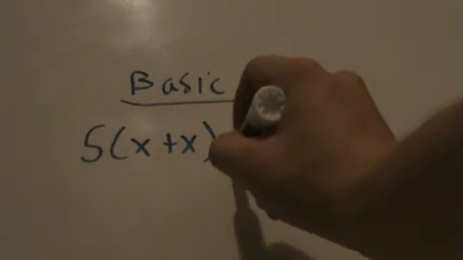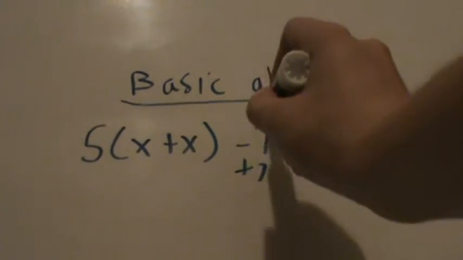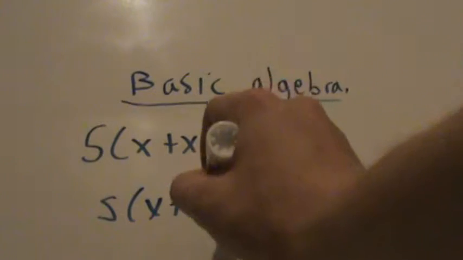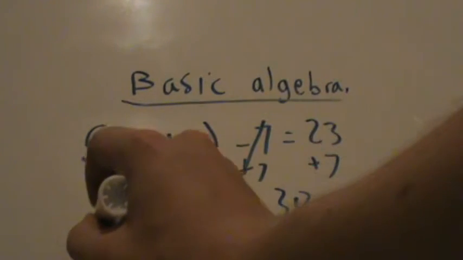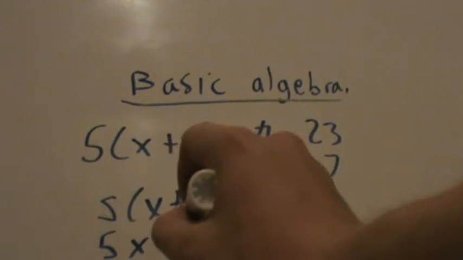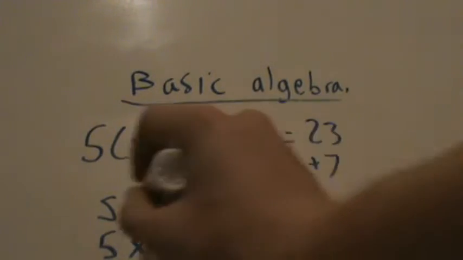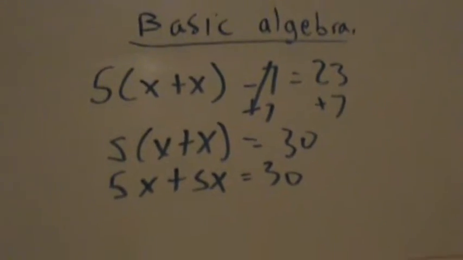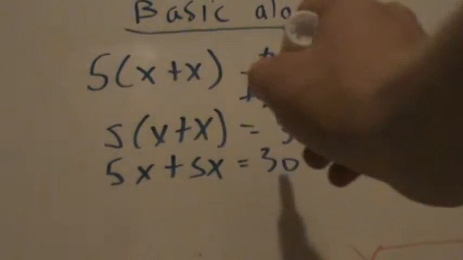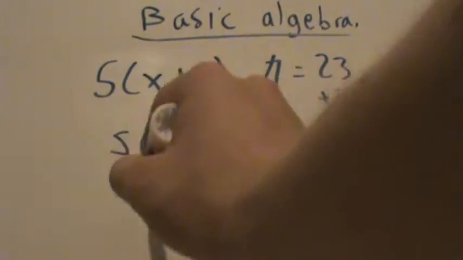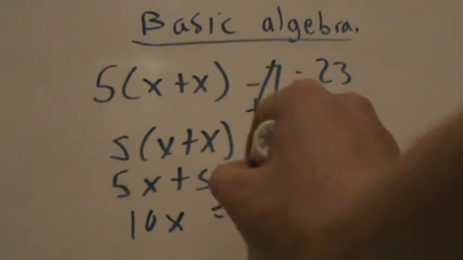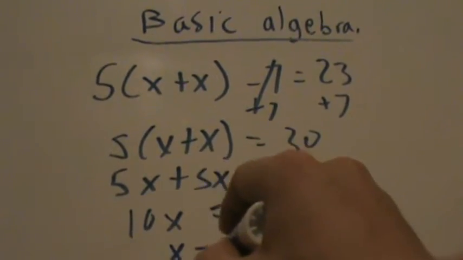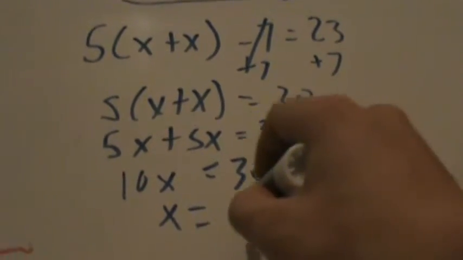So you add 7 to both sides, and this will cancel out because that's 0. So you have 5 times x plus x equals 30, and you can do this two different ways. You can do 5x plus 5x equals 30 because you can carry that constant multiplier through, or you could see that x plus x is 2x, and 5 times 2x is 10x. You'll get to the same spot, but that's not a problem at all. So from here, when you divide both sides by 10, you find out x is 3.